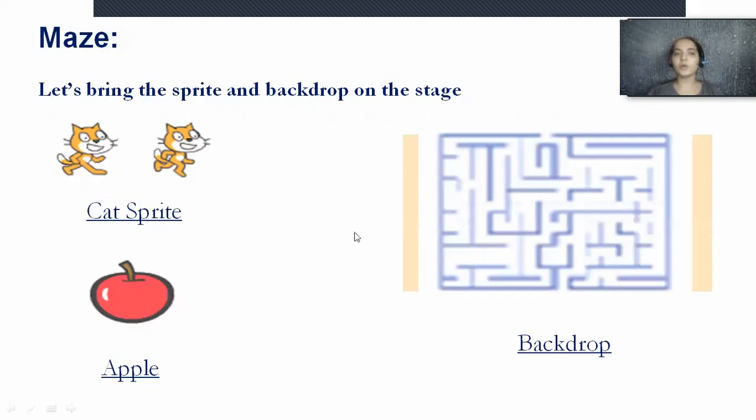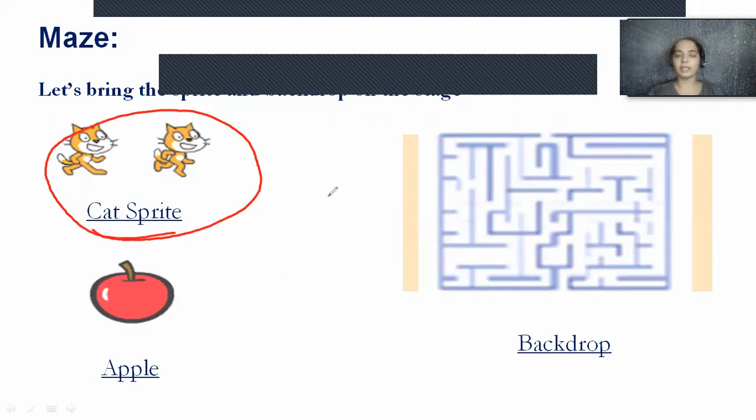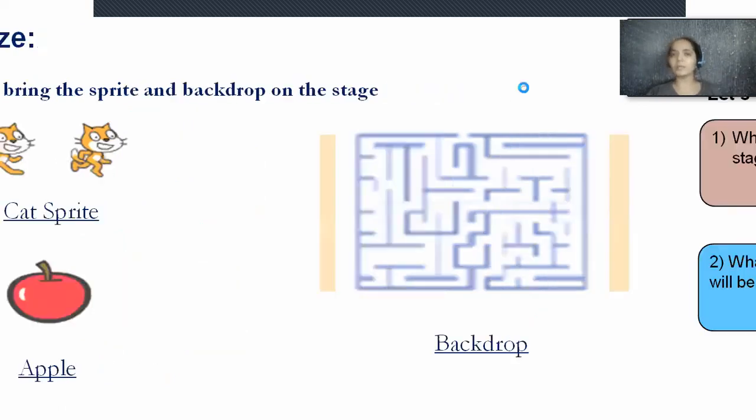Now, first of all, we are going to think about what kind of backdrop and what kind of sprites we want. Imagine you're making a maze game. You can think, okay, I need a cat sprite, I am going to take an apple that my cat is going to eat, and I'm going to take a backdrop that is related to a maze. So in that way, you can do the abstraction.